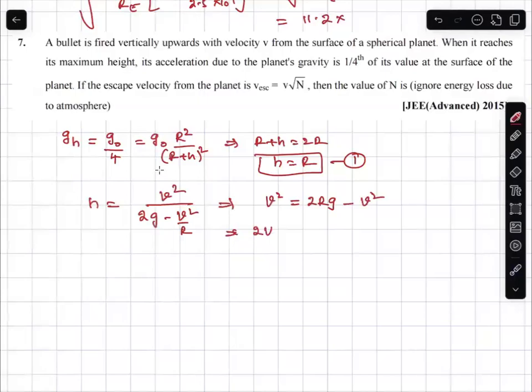Remember, 2V square is V escape velocity square. Don't forget, root 2RG is V escape velocity. So therefore, you are projecting with a velocity 1 by root 2 times V escape. And they are asking me, V escape is root 2 times V, and what is that term? 2. So the answer is 2.